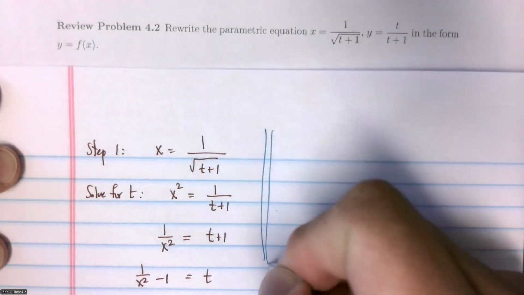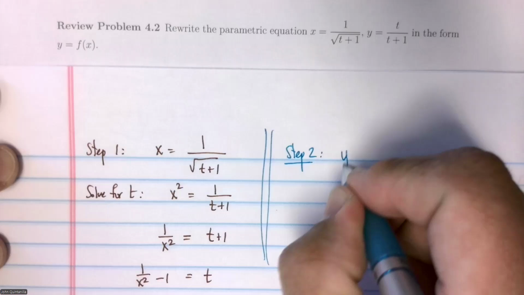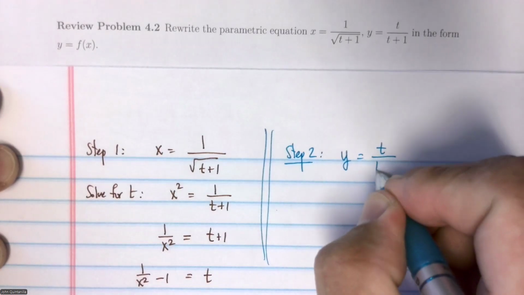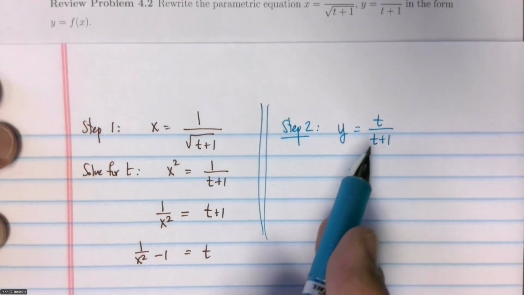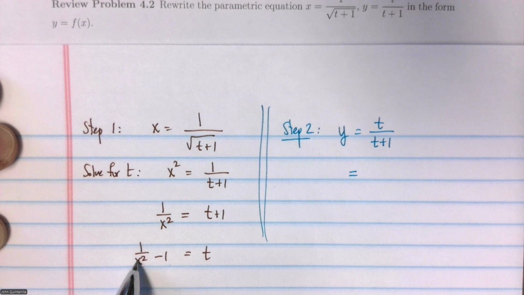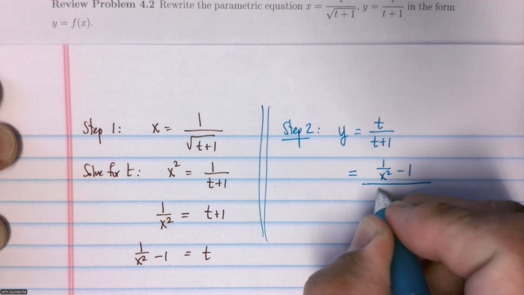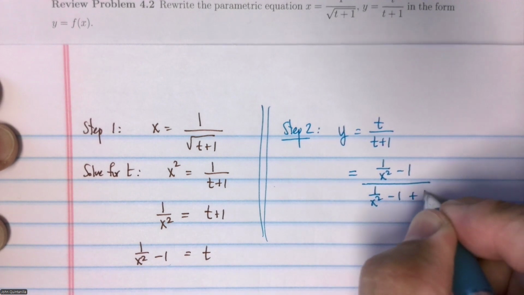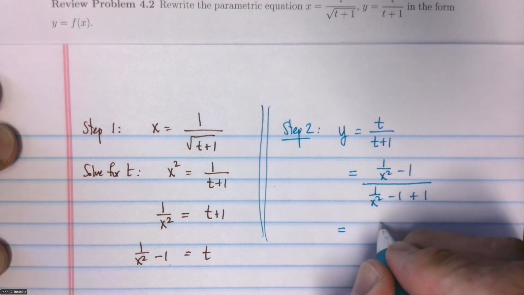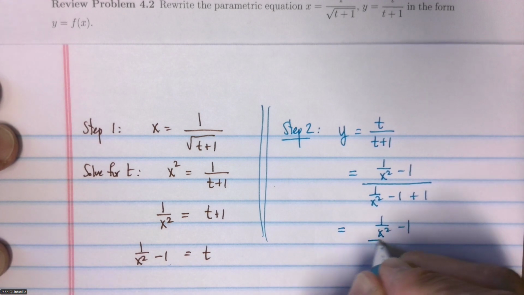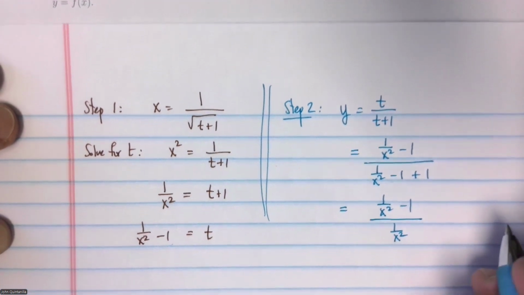And then over here to the right, let me put down step two. Step two is we substitute. So y is supposed to be equal to t over t plus 1. And now everywhere I see a t, I replace it by what I just found, that t is equal to 1 over x squared minus 1. So 1 over x squared minus 1, all over 1 over x squared minus 1 plus 1. And now we simplify. So this is equal to 1 over x squared minus 1 all over 1 over x squared, because the negative 1 and plus 1 cancel.